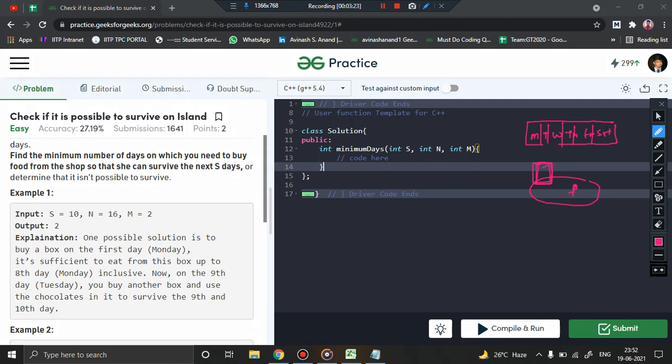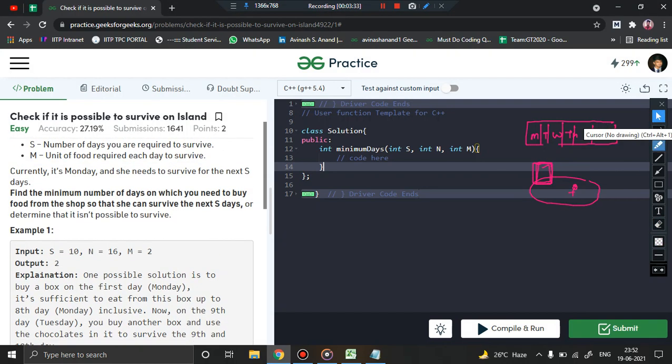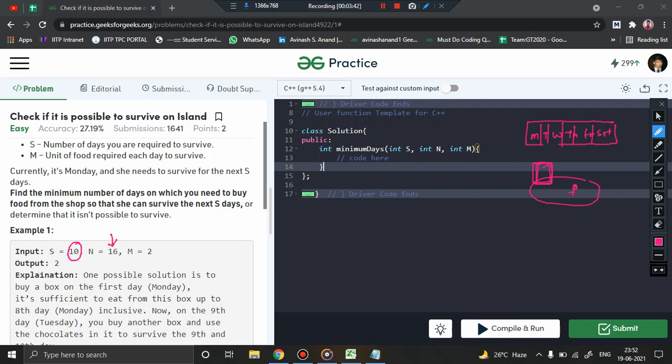So basically consider this example: s is equal to 10, n is equal to 16, m is equal to 2. What does it indicate? As they said, s is nothing but the number of days you are required to survive. So she has to survive for 10 days, and in one day she can purchase 16 units of food, and in each day she consumes 2 units of food. Okay, so this is the consumption on a particular day. On every day she has to consume 2 units to survive. So 2 units will be considered per day consumption, and in one day maximum she can buy 16 units of food, and she has to survive for 10 days. So what do you think? How many times does she have to visit the shop?